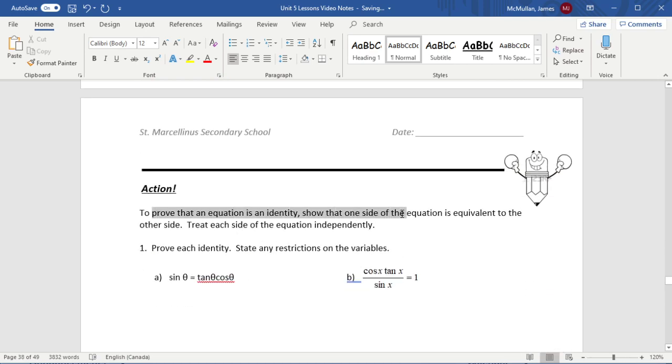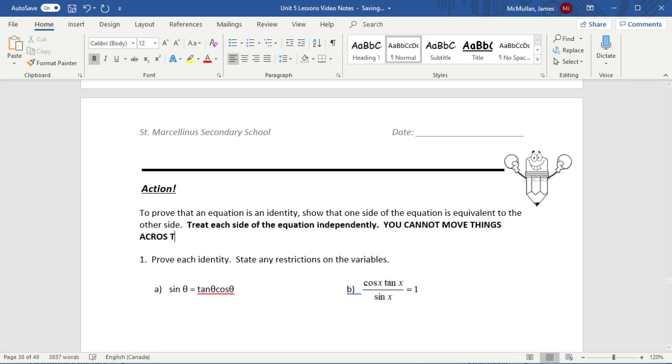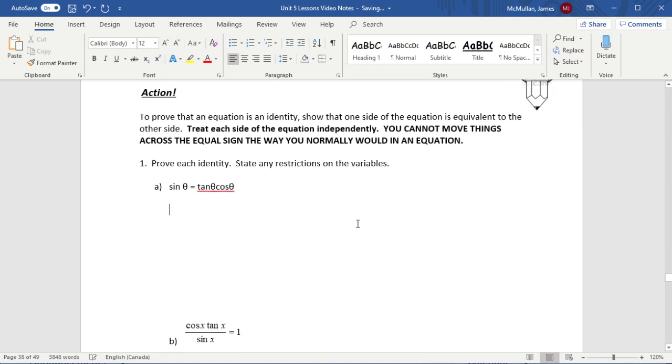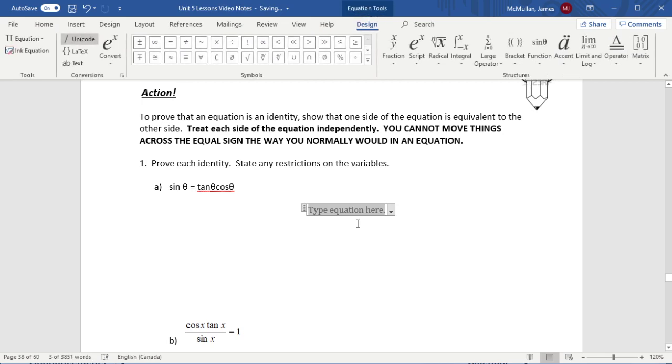To prove that an equation is an identity, show that one side is equal to the other side. You must treat the sides independently. This means you cannot move things across the equal sign the way you normally would in an equation. Okay? So for example, in a normal equation, if this was... okay, so it says prove, right?